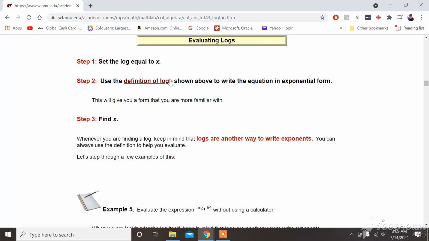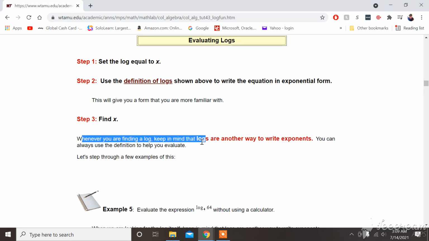Use the definition of logs to write the equation in exponential form. This will give you a form that you are more familiar with. In general, it's just the easier way. Find x.